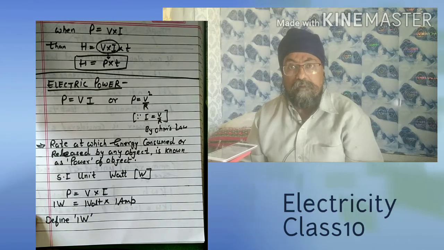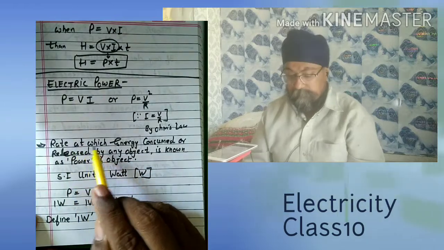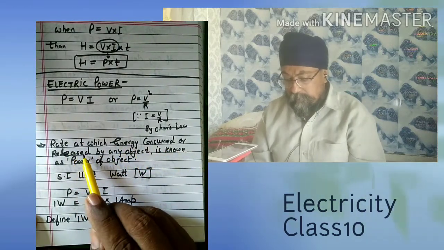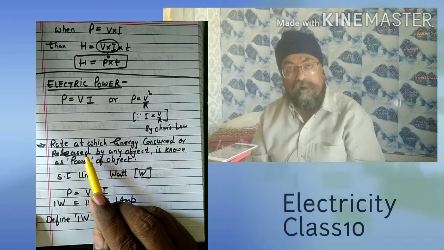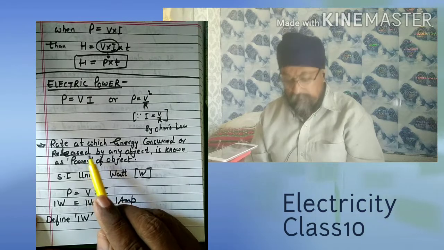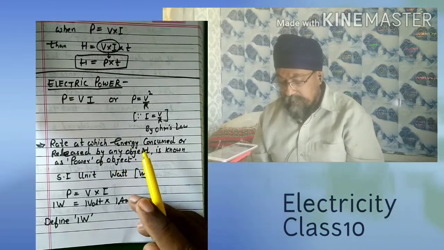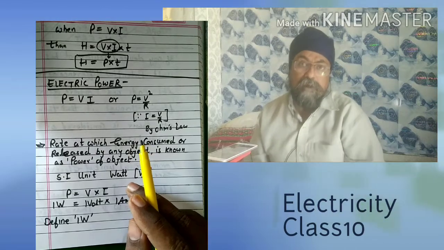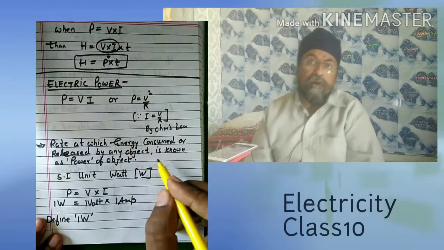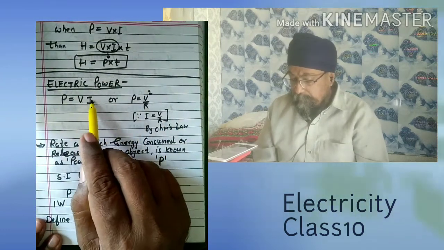Now the first topic is electric power. The rate at which energy is consumed or released, consumed or produced, by any object is known as the power of the object. Here the object can be a device, any equipment, a living being, or a non-living being. It is denoted by capital P. P equals V into I.